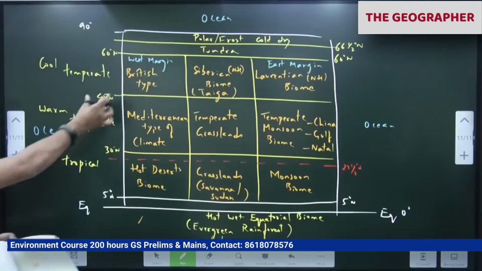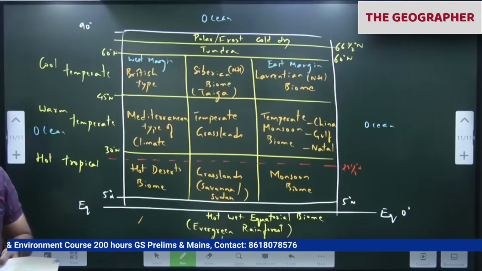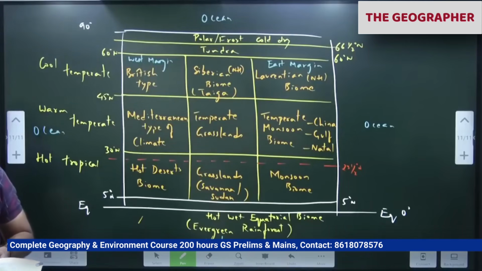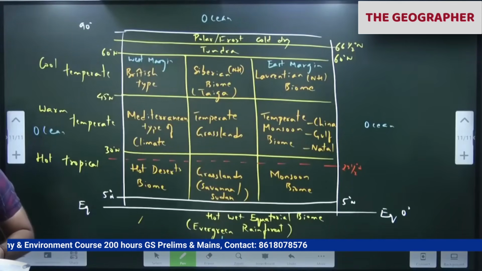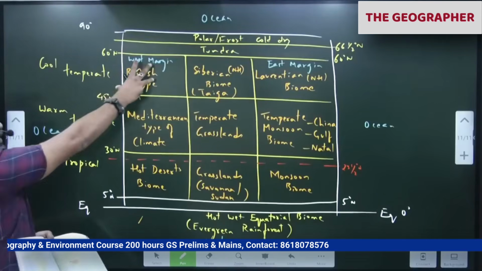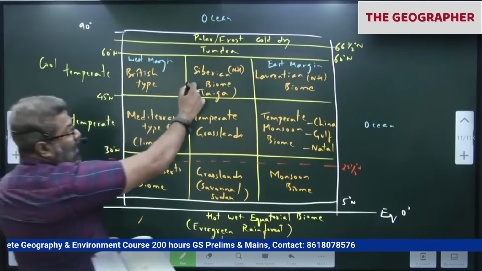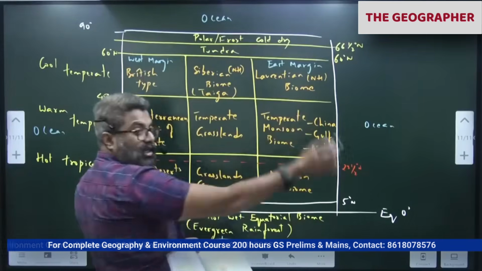Some British type of biome is found here. British type biome is found here. British Columbia, Alaska. Here is Chile, a country called Chile, and New Zealand. Otherwise, the British type is also less in the southern hemisphere because of small land. These two are completely absent in the southern hemisphere.